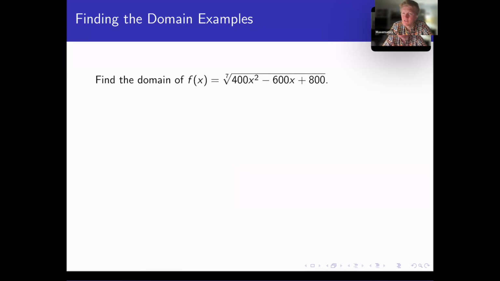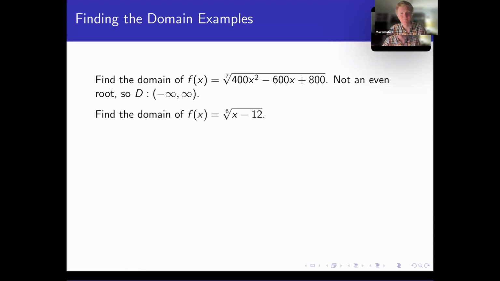Think about when we were trying to evaluate odd roots versus even roots. We knew we can have negatives inside odd roots. You can take the 3rd root of -27, but you can't take the square root of -27. So because this is an odd root, the domain is all real numbers. Simple as that. Actually kind of nice.